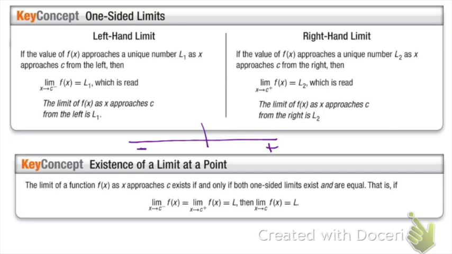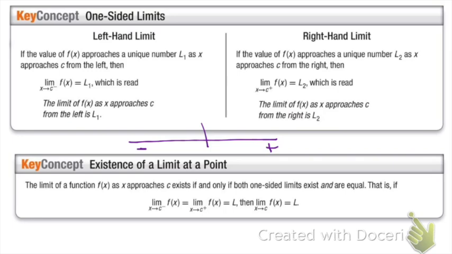So we can do a couple of different things when we do limits. We can do a left-hand limit, we can do a right-hand limit, or an overall limit. When we do an overall limit, the limit from the left and the limit from the right as we approach some x value have to be exactly the same. So like it says on the bottom, the limit of a function f of x as x approaches c exists if and only if both one-sided limits exist and are equal. They have to be the same.